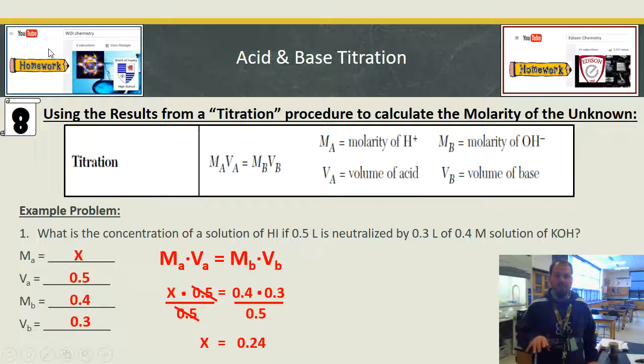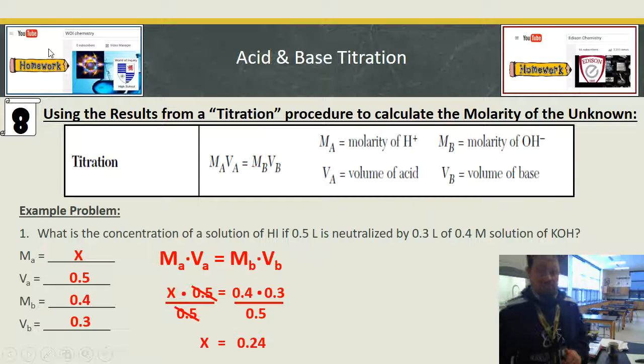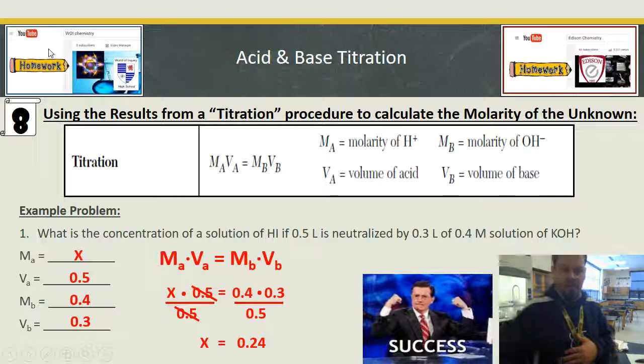Remember, it's 0.4 times 0.3, and then divide by 0.5. Can't just go 0.4 times 0.3 divided by 0.5. The calculator is going to think that that is 0.3 divided by 0.5 and then multiply by 0.4, and then you're going to get a wacky answer. It doesn't know order of operations, right? So solve your numerator first, then divide, and you'll be all set. And with that, I think we are done.